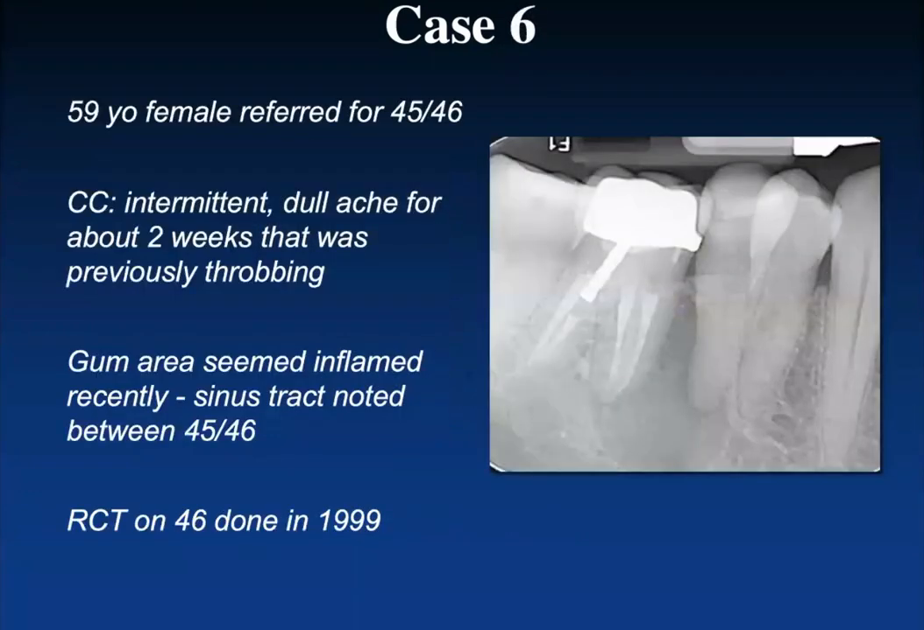Now, case number 6, this is the last case. So a 59-year-old female referred for 4.5 and 4.6. This is a difficult diagnosing case. It's not as simple as it's perceived. The patient has intermittent dull ache for about 2 weeks that was previously throbbing. The gum area seemed inflamed recently. A sinus tract was noticed between the 4.5 and the 4.6. The root canal was done on the 4.6 in 1999.